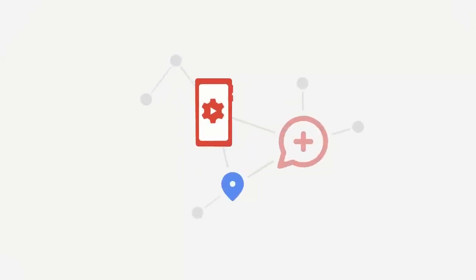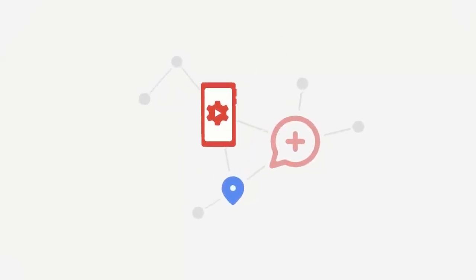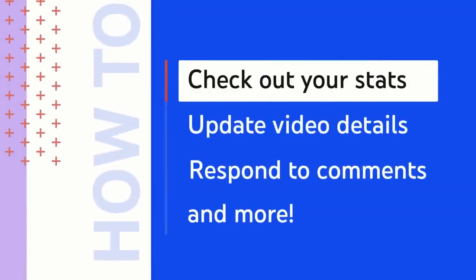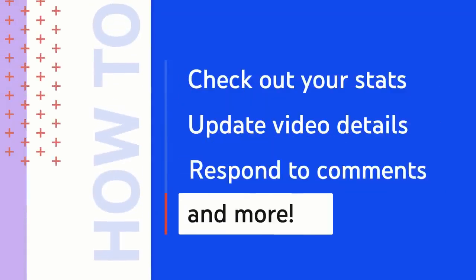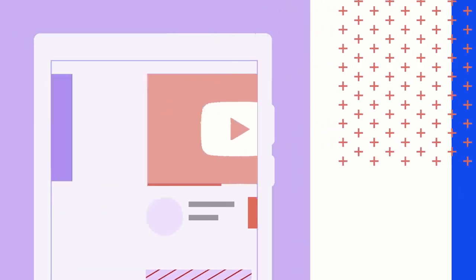The YouTube Studio mobile app lets you manage your YouTube channel on the go so you can stay connected and productive from anywhere. In this video, we'll show you how to use the Studio app to check out your latest stats, update video details, respond to comments, and more. This app is separate from the YouTube main app that's used to watch videos and is designed specifically for creators.